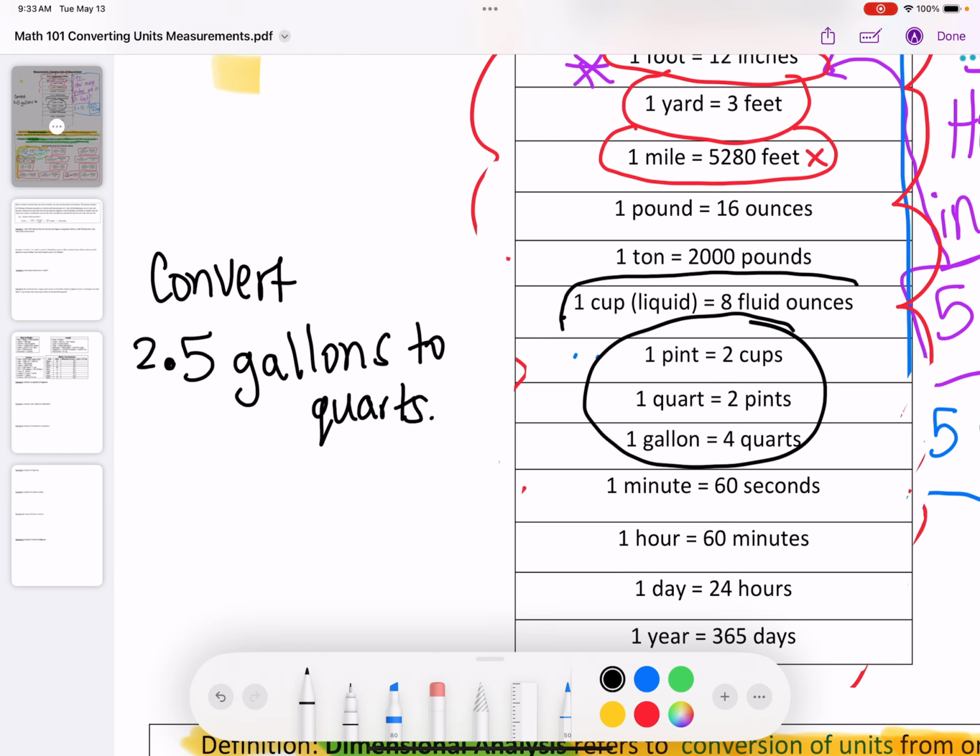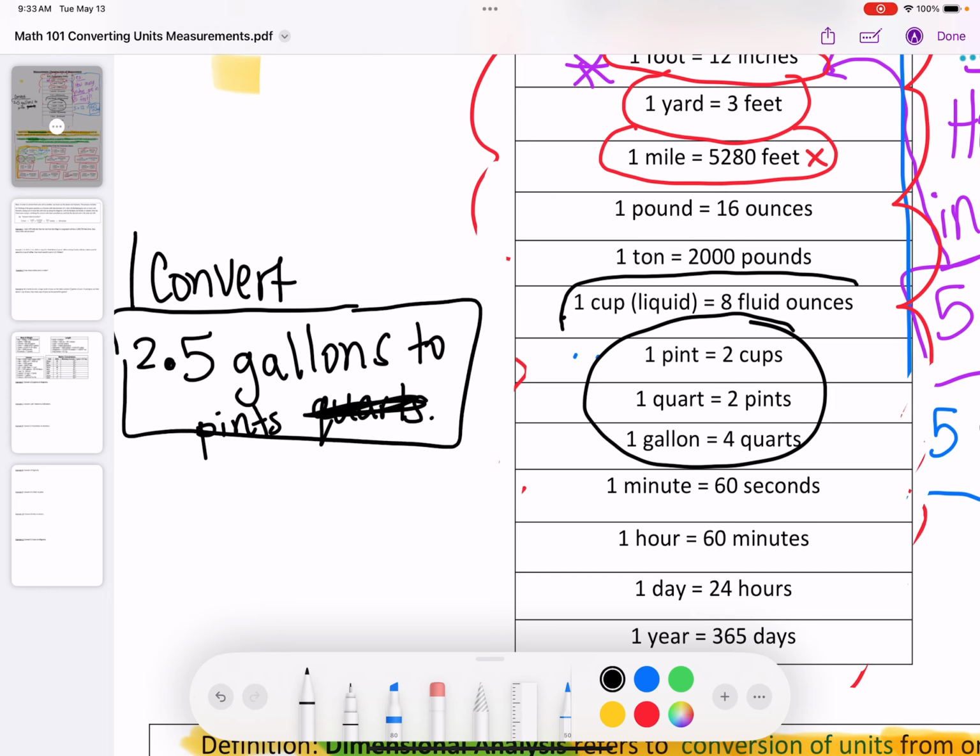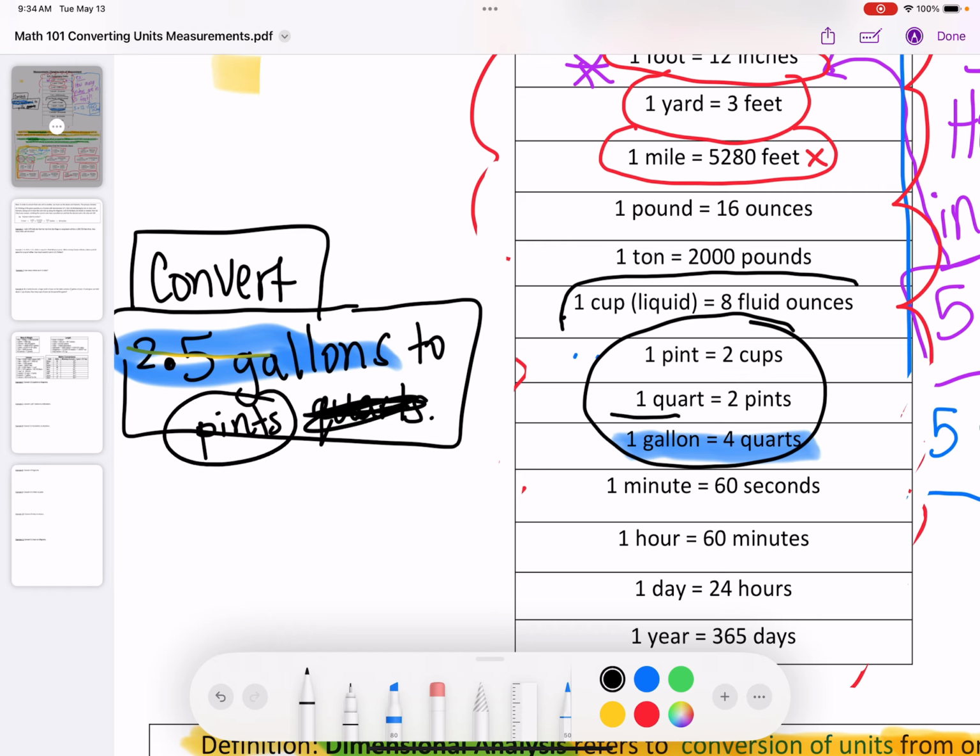So I would probably say, okay, well, I'm starting with gallons. Oh, no, I'm sorry, I want to change it to pints. Let's just be crazy. 2.5 gallons to pints, I might say, well, which conversion should I use? If I'm starting with gallons, let me look for a conversion that actually has gallons in it. Here's one with gallons, but you notice that it's not ending in what I want. I would like it to end in pints, but this conversion ends in quarts, so I probably have to use that conversion.